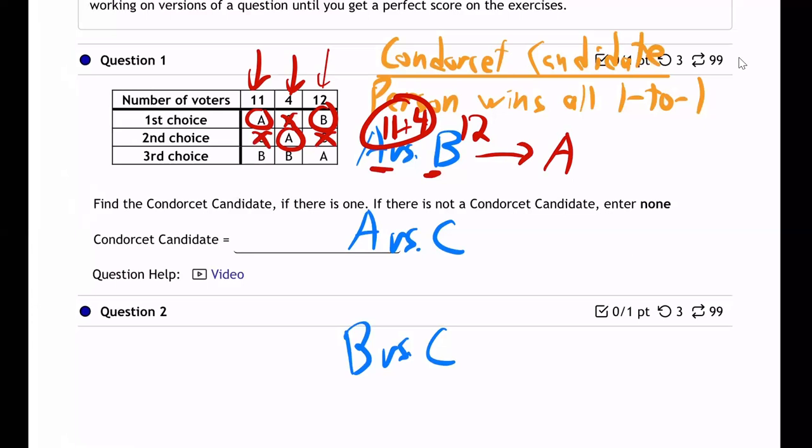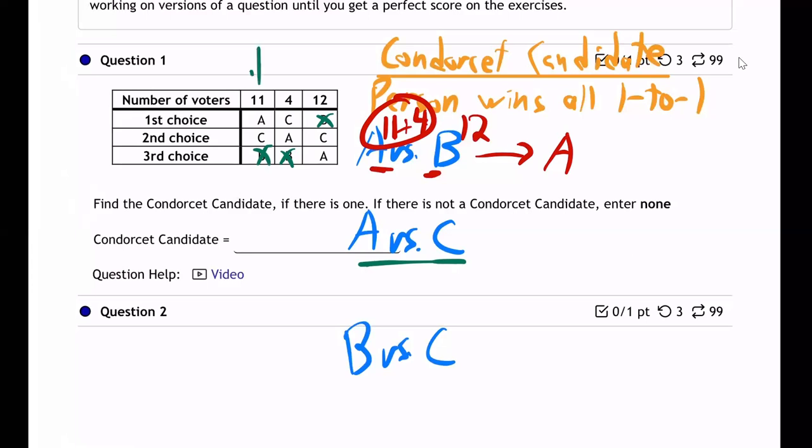Now let's go to the next one. How about A versus C? You got to do all these, a little tedious. You got to go through each of these. So if it came down to just A versus C, I'm going to get rid of B for the moment. Let's suppose B had just dropped out of the election, and it was just A and C, saying, hey, who do you people prefer just out of A and C?